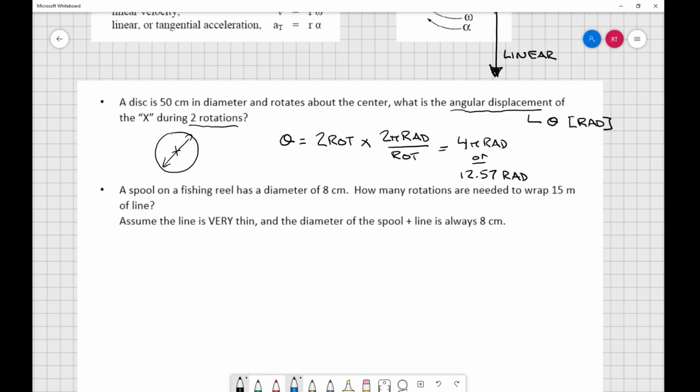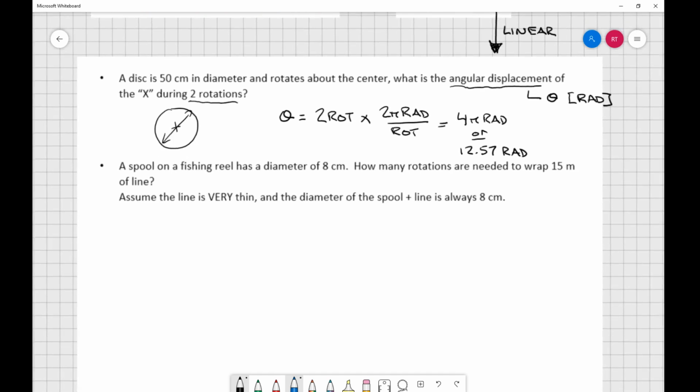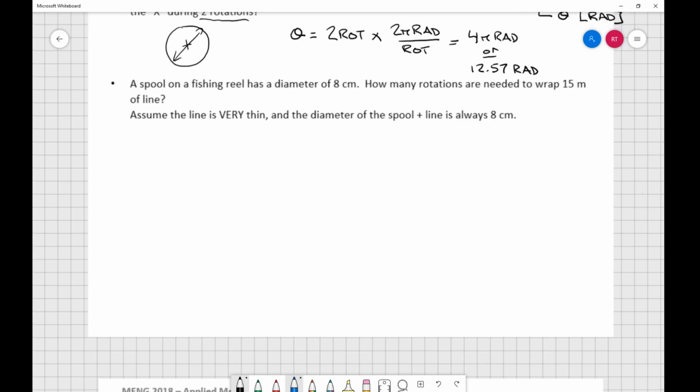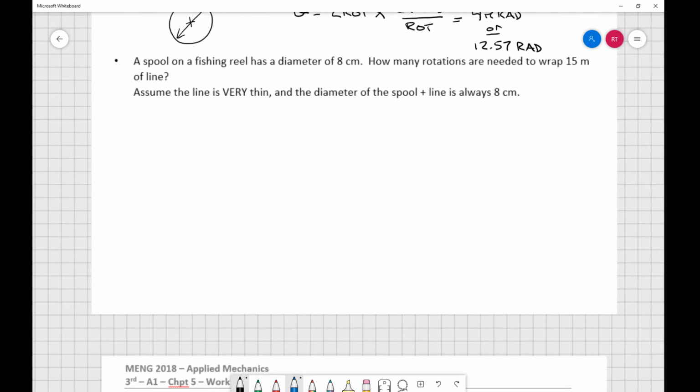Okay, we're going to touch on that question a little later with a second question to go along with it. I'm going to jump to another question here.